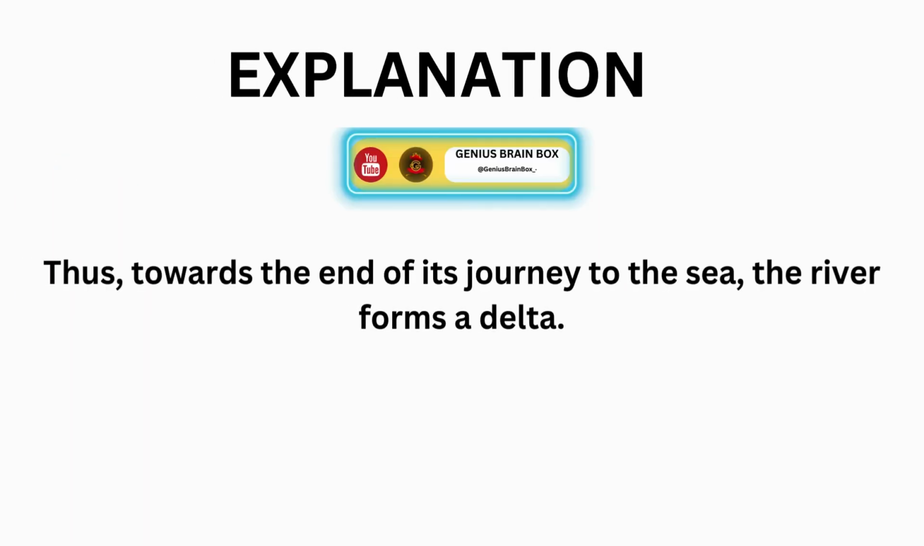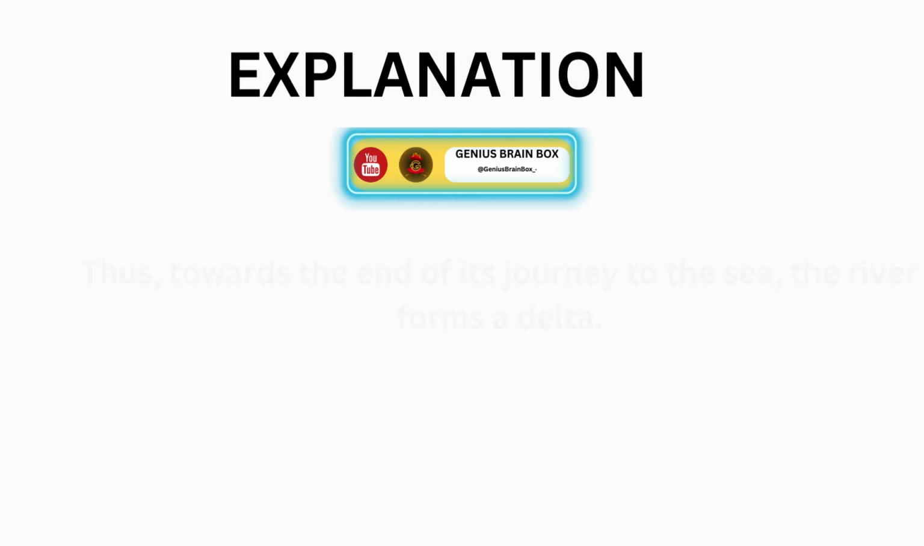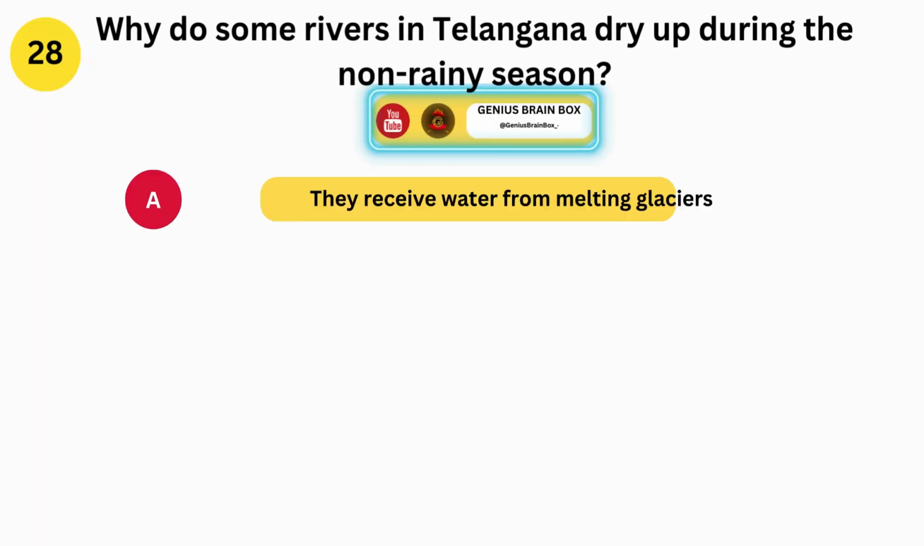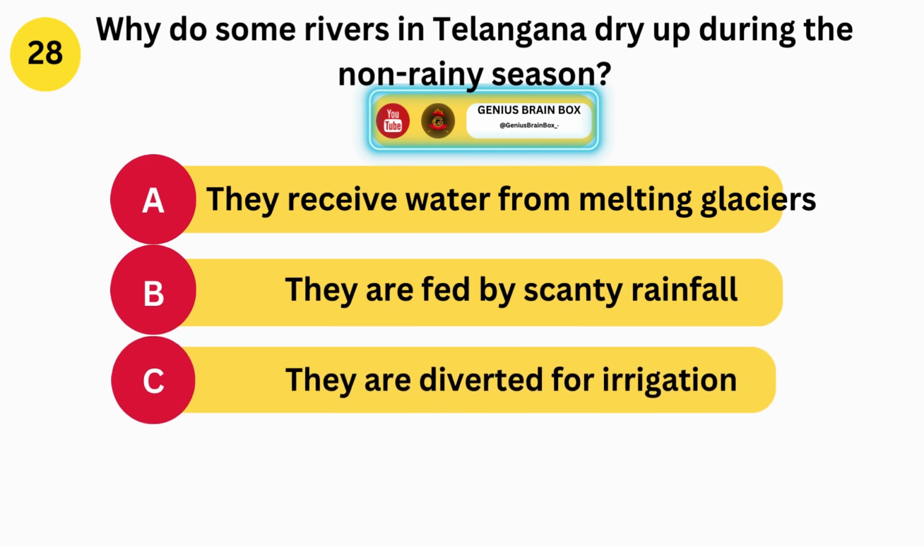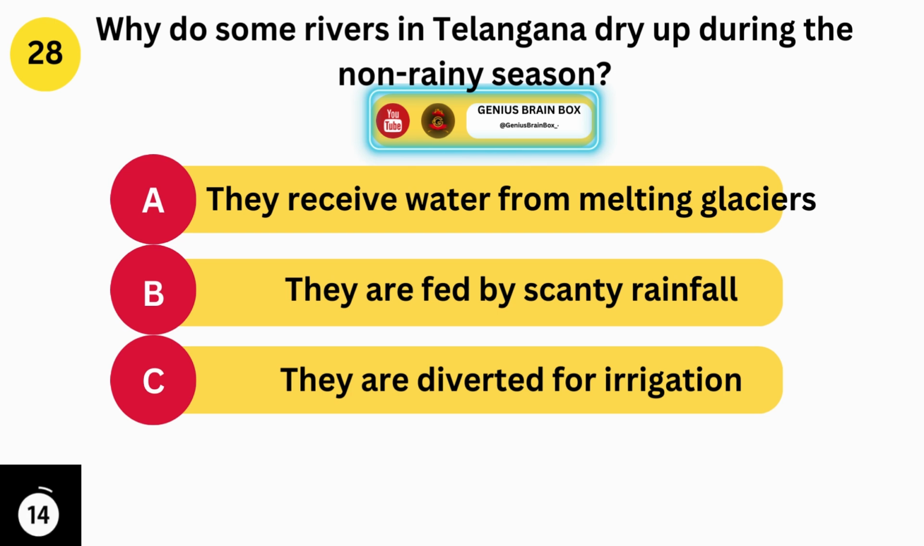Explanation. Thus, towards the end of its journey to the sea, the river forms a delta. Why do some rivers in Telangana dry up during the non-rainy season? Option A, they receive water from melting glaciers. Option B, they are fed by scanty rainfall. Option C, they are diverted for irrigation.